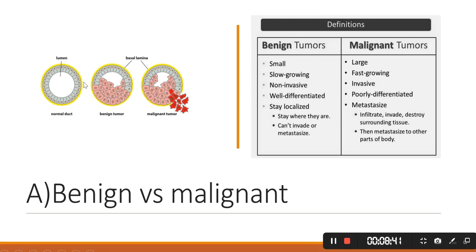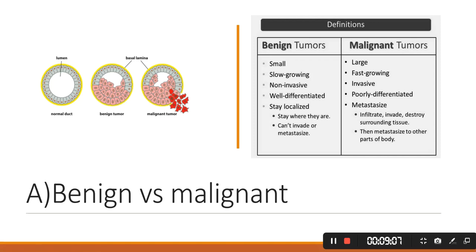Here, in the benign tumor, you can see the abnormal cells, the pink colored cells, and you see they are within the limit, right? So they are generally small, slow growing, and non-invasive. They do not invade, they are well differentiated, and they stay localized. So they cannot invade and they cannot metastasize, they cannot go to different places.